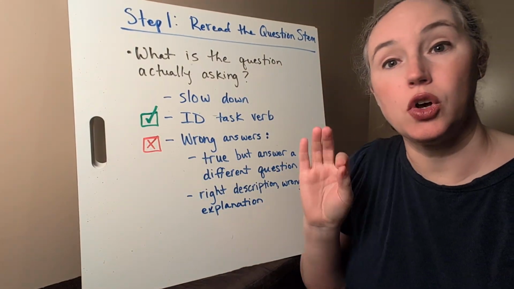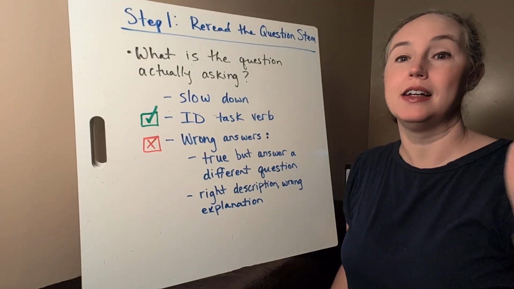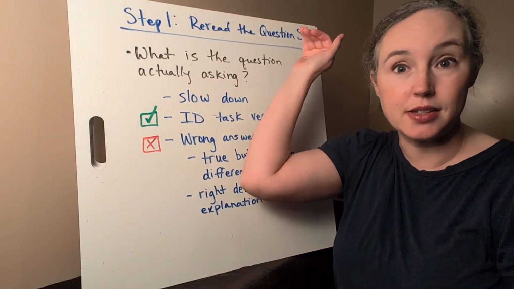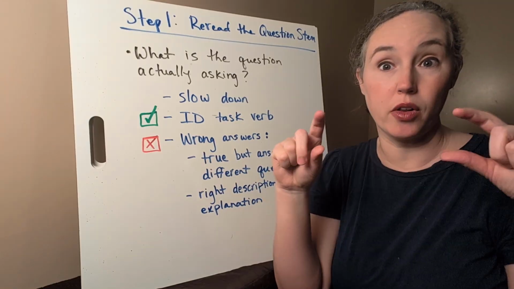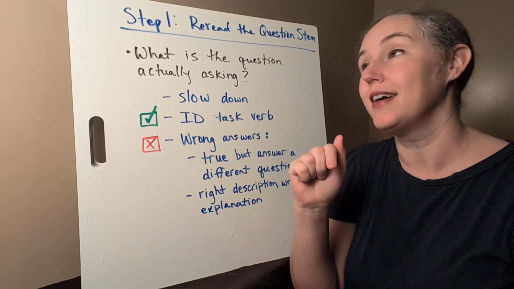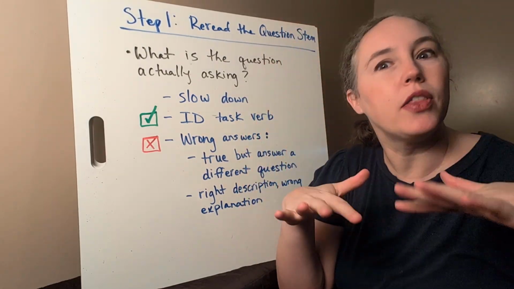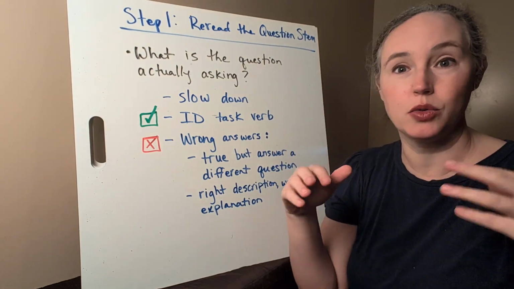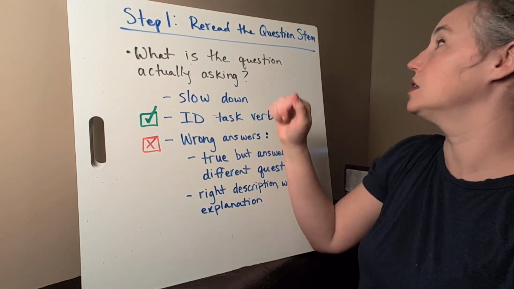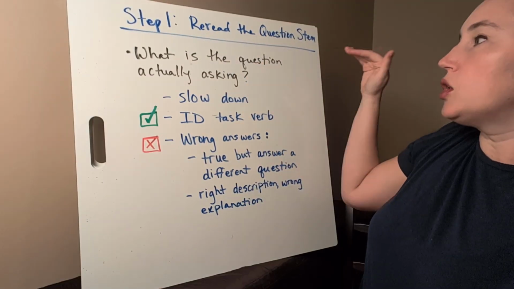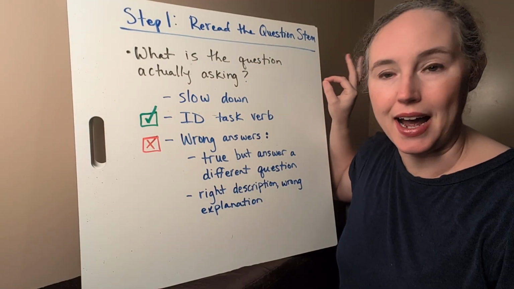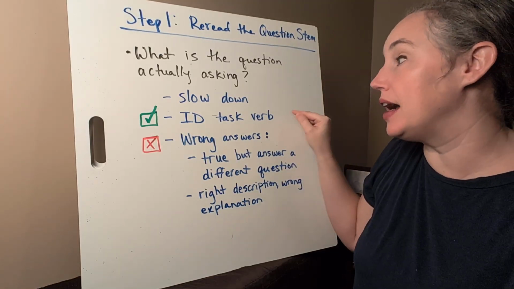Okay, so here's our strategy. Step one, reread the question stem. The question stem is the part of the question with an actual question mark. It's not all the background and the deep stuff. You've already done that once, right? You're down to two possible answers. We're going to reread the question stem and think about what the question is actually asking.